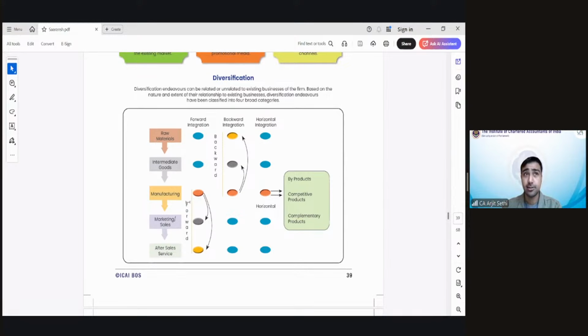Horizontal integration is interesting. जहां पे we do something similar to our business, but एक नया business बनाते हैं. Same business में नहीं है. We are not in the same business. We are in a different business, but this business is very related to our business.